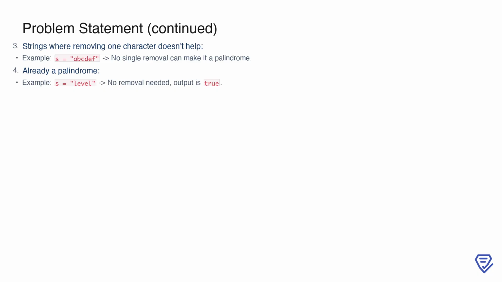Finally, let's consider edge cases. For instance, a string with one character is always a palindrome, as it reads the same both forward and backward, so the output is always true. Similarly, if a string like racecarz requires just one character, such as Z, to be removed to form racecar, it is still valid. However, for strings like ABCDEF, removing any one character still doesn't result in a palindrome. On the other hand, strings that are already palindromes, such as level, require no deletions, and the output would be true. These examples and constraints give you a comprehensive understanding of how to approach this problem logically and efficiently.